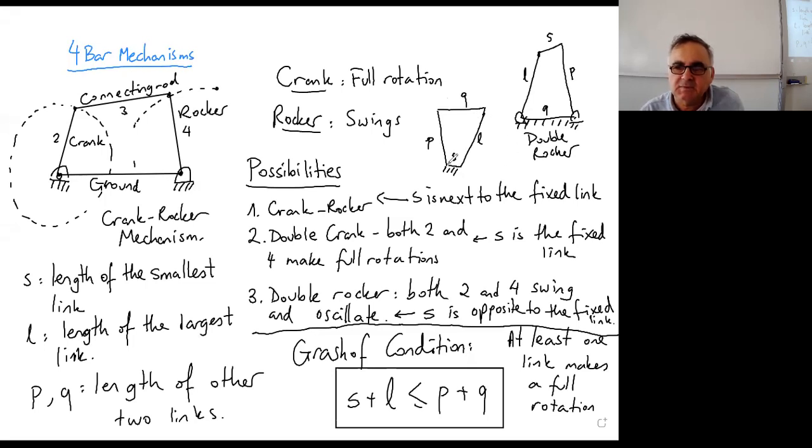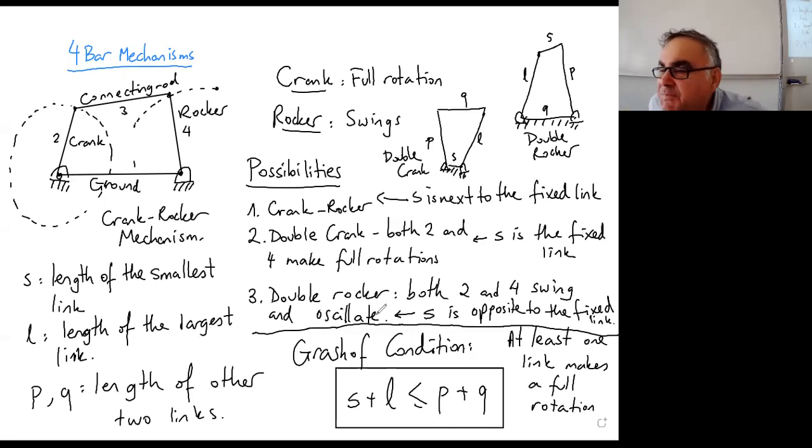This is double crank, yes. In that case, P and L make full rotations, okay? This is a fixed link. So these are the mechanisms that satisfy the Grashof condition.